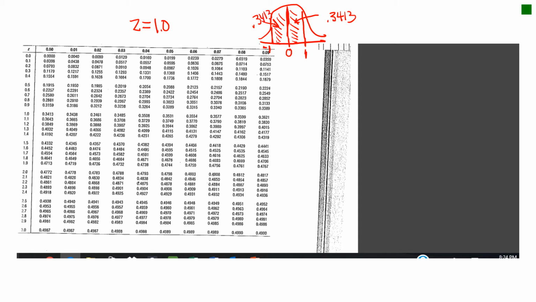And perhaps you came across the normal curve in the book where they talked about if you had a z-score that's plus or minus 1, and they said that's approximately 68.26% of all data. Well, if you were to add 0.3413 plus 0.3413, guys, that would give you 0.6826, okay?